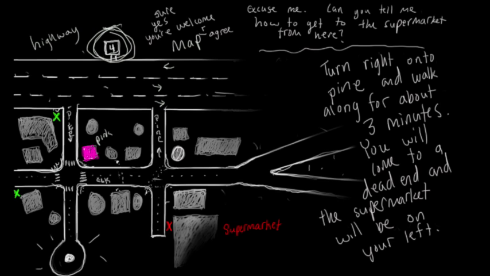So here's a dead end. When the road is just done, the road stops, it's a dead end. So you will come to a dead end. And the supermarket will be on your left, because you're giving the directions here. We're just talking about it now because it's from here, right? So everything is will be, you will see, you will be, it will be. Everything is will be. But not about what you should do. Go straight. Turn left. Walk along. Walk straight. Cross the road. So this is all in simple present.